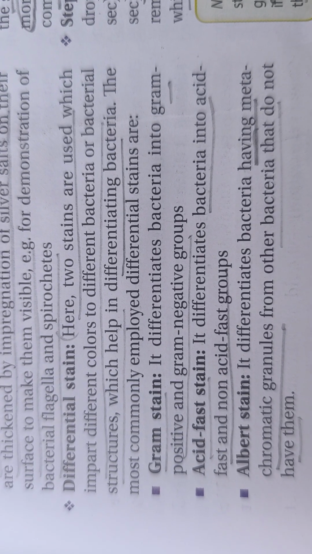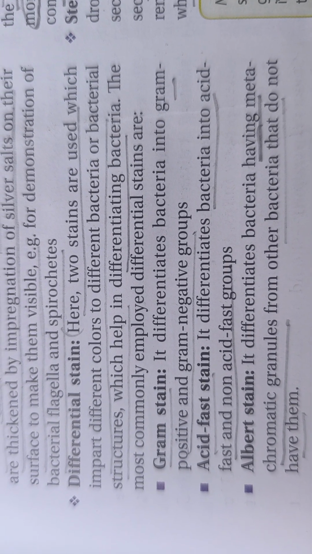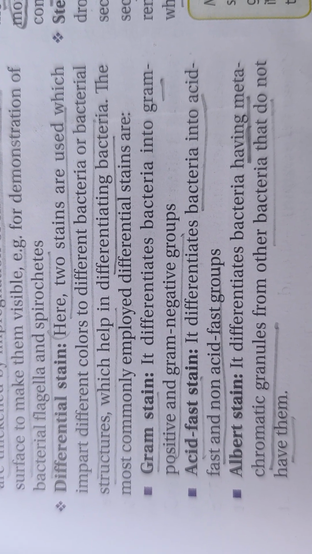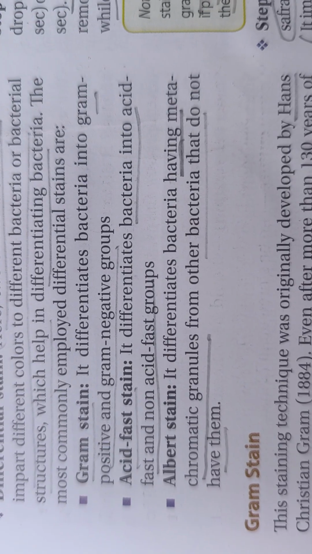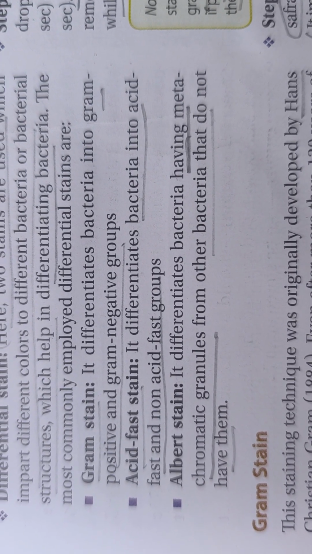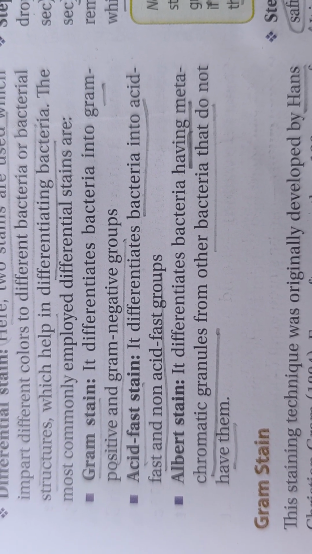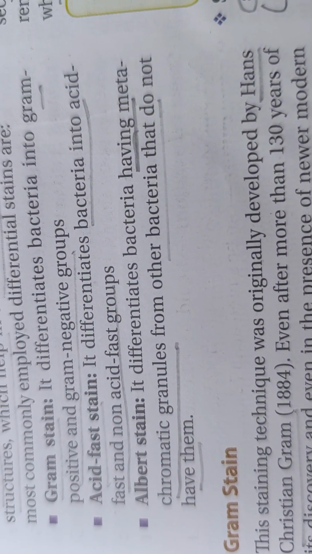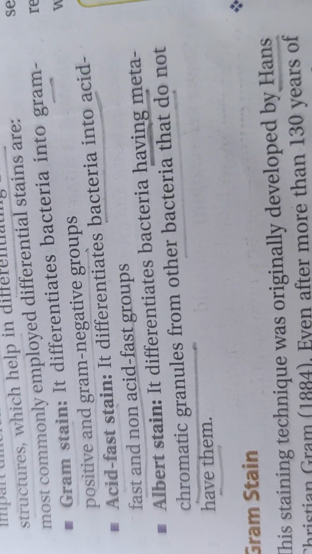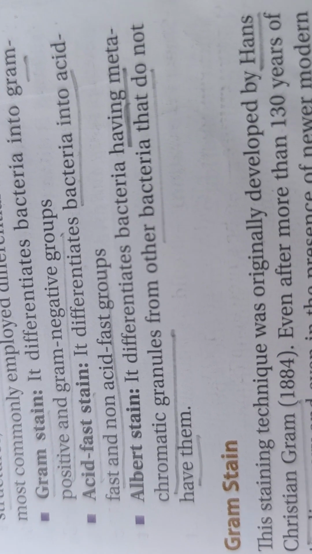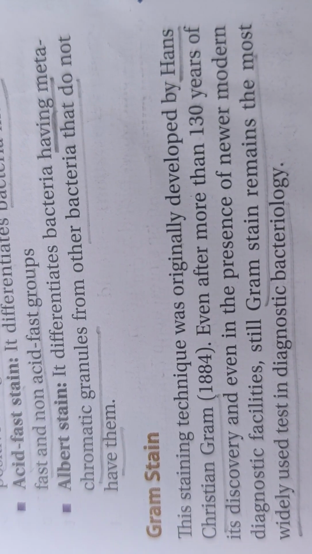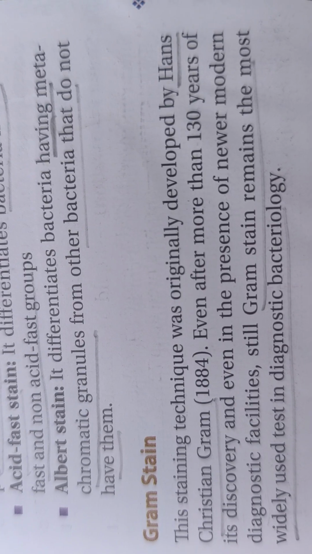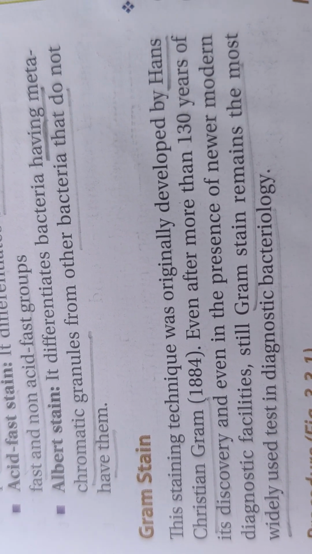Differential stain. Here two stains are used which impart different colors to different bacteria or bacterial structures, which helps in differentiating the bacteria. The most commonly employed differential stain is the Gram stain. It differentiates bacteria into gram positive and gram negative groups. Acid fast stain differentiates bacteria into acid fast and non-acid fast groups. Albert stain differentiates bacteria having metachromatic granules from other bacteria that do not have them.